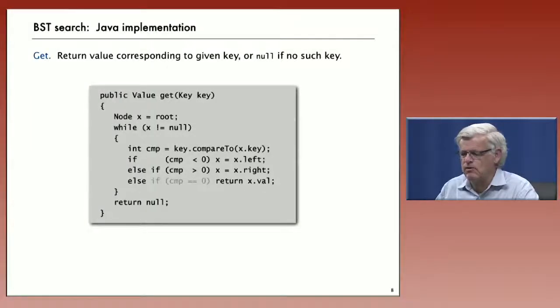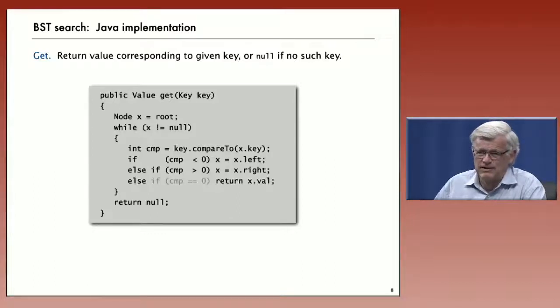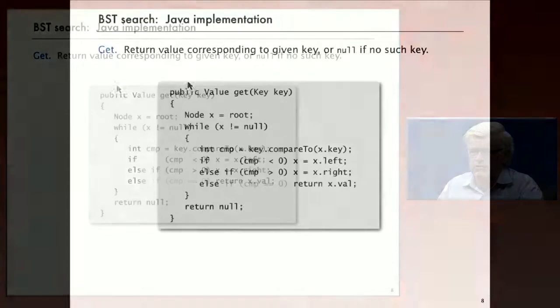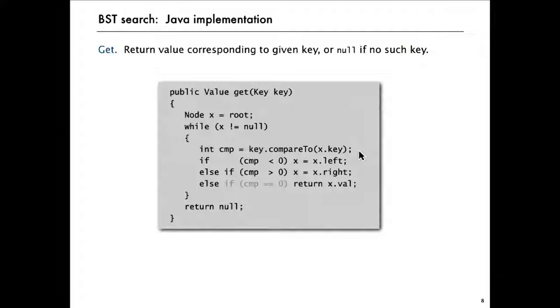All right, here's the code corresponding to the process that we just demoed. And it's quite straightforward, simple code, as simple as binary search, really. We start at the root. We set a variable x to be the root, and that's going to be the pointer to the current node as we move down the tree. As long as our current node x is not null, what we'll want to do is a comparison between the key at node x and our search key.